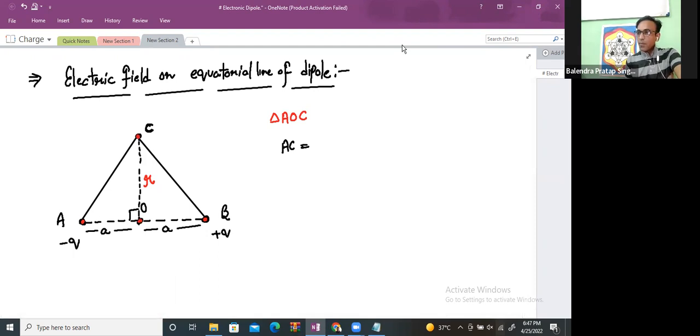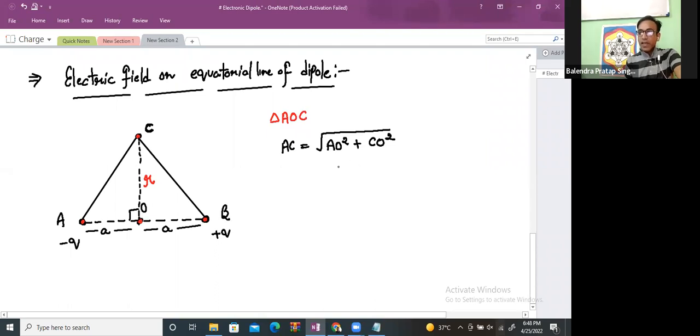Okay, so now, next, what is the value of AC? If I consider this triangle AOC, this is a right angle triangle. So how can you calculate this AC? By using Pythagoras. What is the value of this AC, the hypotenuse? It is the square root of AO square plus CO square.